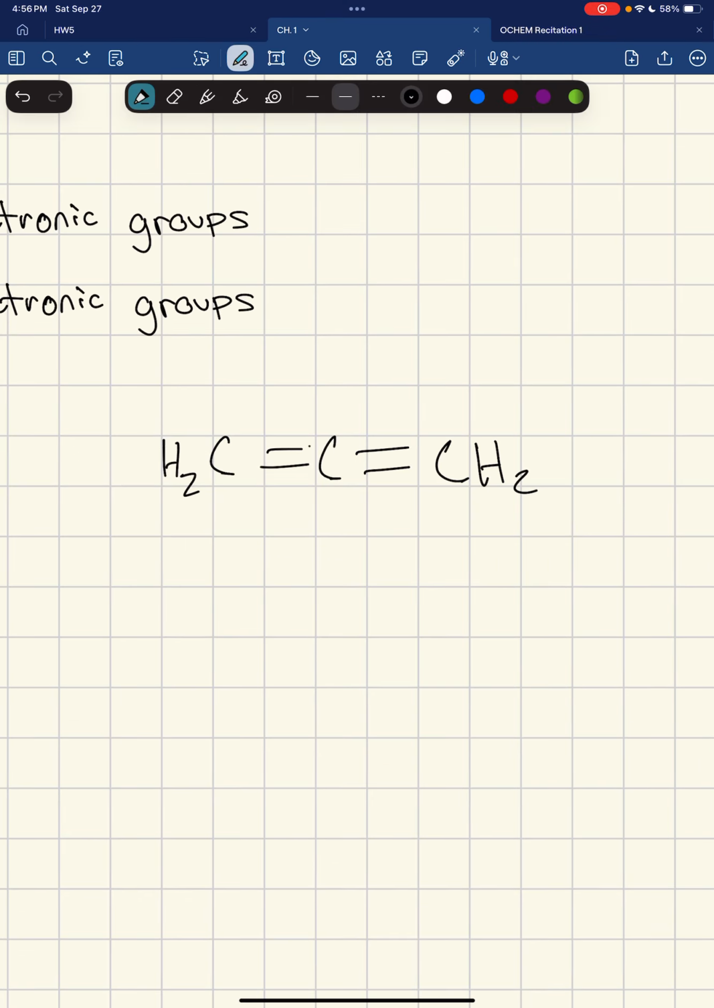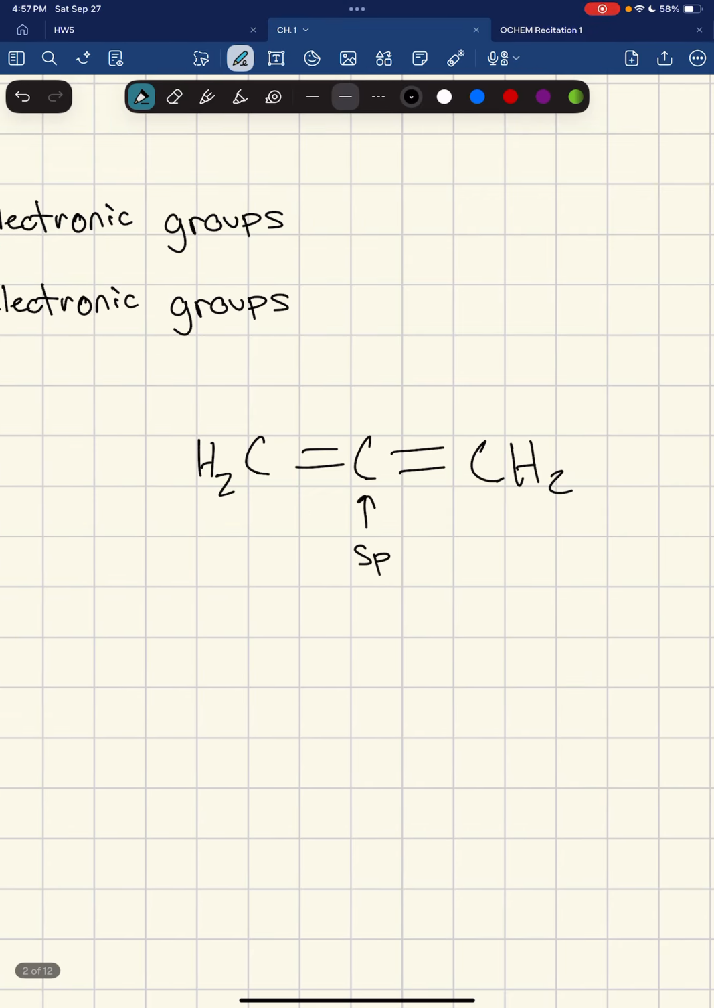If you look at this example molecule right here, you can see that this one has 1 electronic group, 2 electronic groups, so that is sp. This one has 1, 2, 3, and that's sp2.